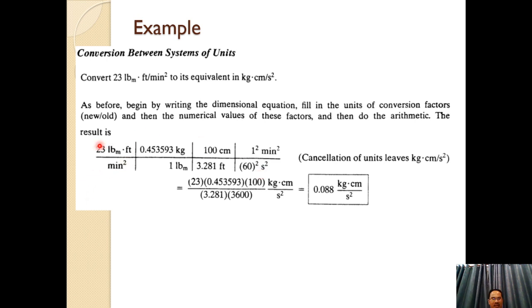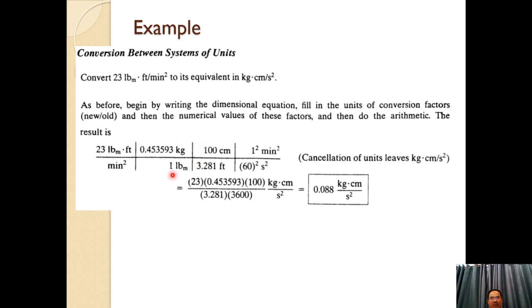Okay, you have to convert 23 pound mass foot per minute square to kilogram centimeter per second square. We have three base units: length is feet, mass is pound mass, and time is minute. You have to change pound mass to kilogram, feet to centimeter, and minute to second. First, we have to change the mass.